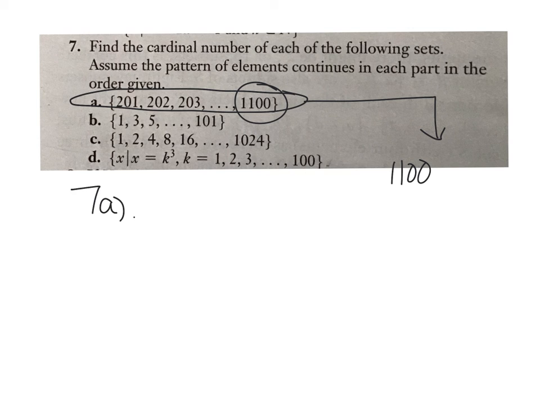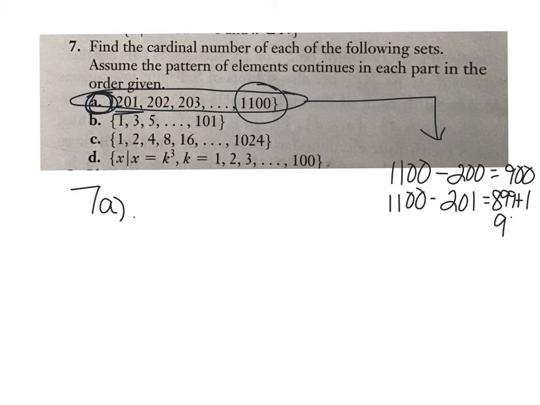We did this two different ways. We took that end number and subtracted the number ahead of that first term, which in this case is 200, and that's how we got 900. Or we did that end number minus the first number to get 899, but then we added that one back to get the 900.